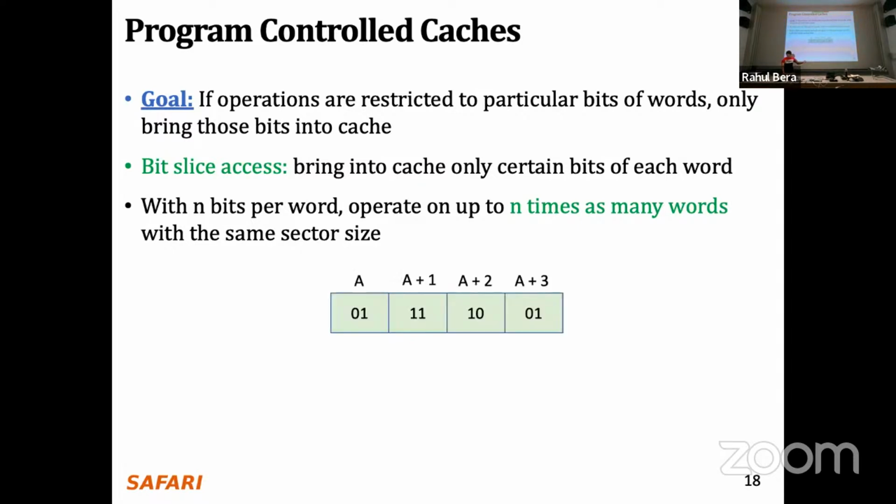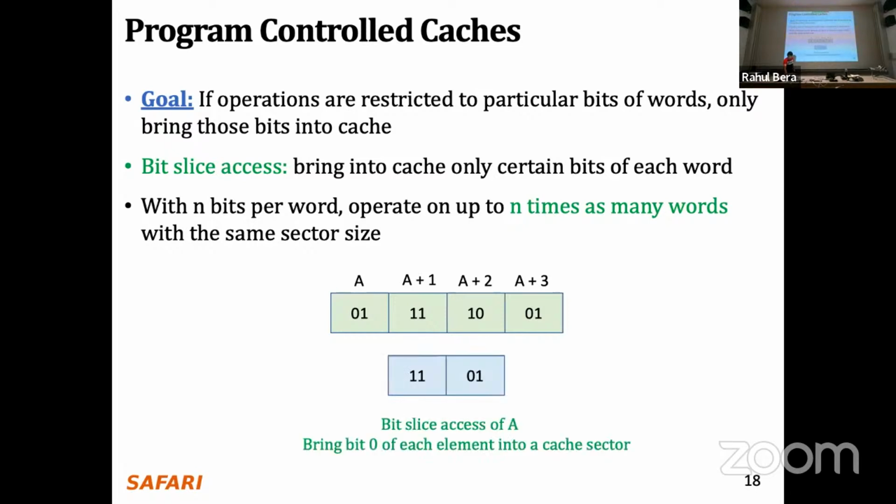So for example, let's say we have an array that looks like this, and we load only bit 0 of each element into the cache sector, and you can see with half the size, we are able to still operate on the entire set of words.